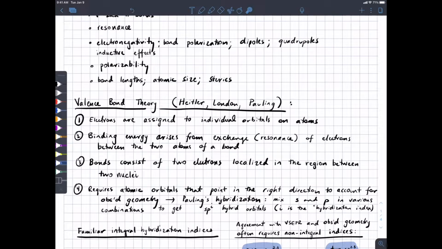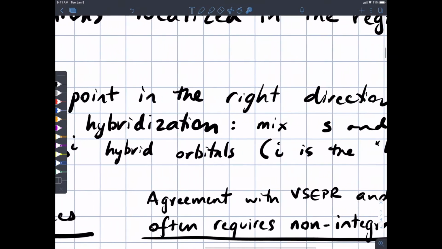And we have this idea that bonds are localized, electrons are localized in the region between two nuclei, which, if you remember from chapter 14, we totally gave up on that idea because we said we were going to allow an individual electron to contribute to all of the orbitals in a molecule. But if you're going to make bonds between two atoms, and you're going to make the electrons occupy the space between those two atoms, then suddenly geometry matters a lot. You need atomic orbitals that point in the right direction to be consistent with the observed geometry. And Pauling's solution to that was hybridization, the idea that you're going to mix the available s and p orbitals in various combinations to get sp^i type hybrid orbitals. And the i here on that sp^i is called the hybridization index.